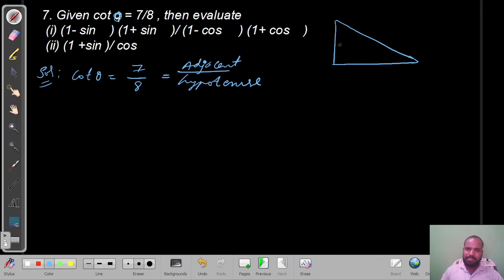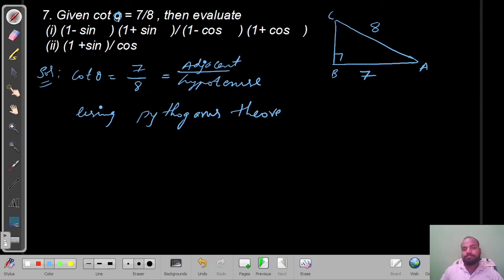What is adjacent here? Suppose this is triangle ABC. Now what is adjacent and what is hypotenuse here? Adjacent is 7, hypotenuse is 8. So the BC value is unknown, we should find it using Pythagoras theorem.